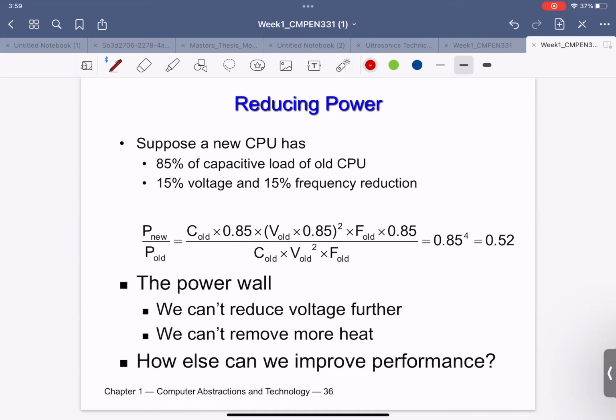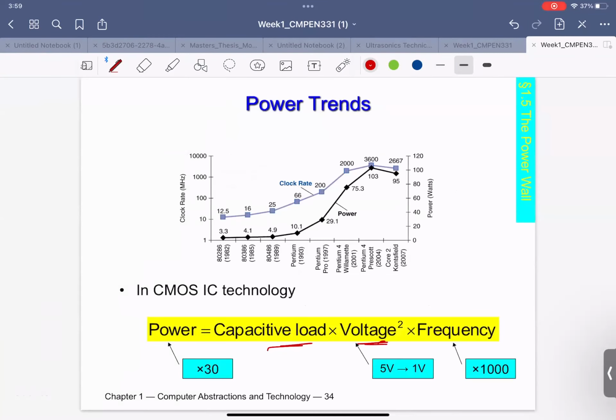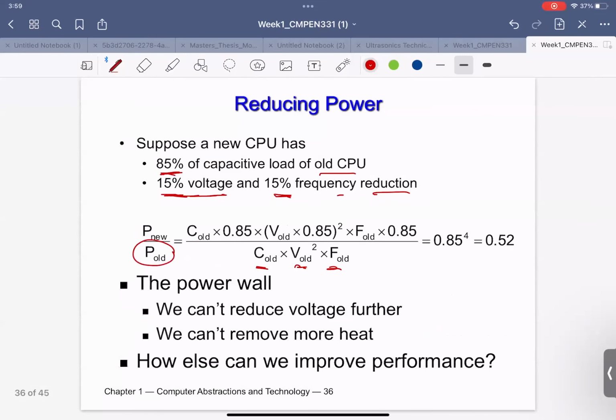Let's take an example to see the reduction of power and what the limitations are. Suppose that we have a new CPU which has 85% of the capacitive load of the old CPU. We also have a 15% voltage reduction and a 15% frequency reduction. First, I will calculate P old: C multiplied by V squared multiplied by F, exactly like here. And then P new: it says here 85% of capacitive load, so it is 0.85 multiplied by C old.